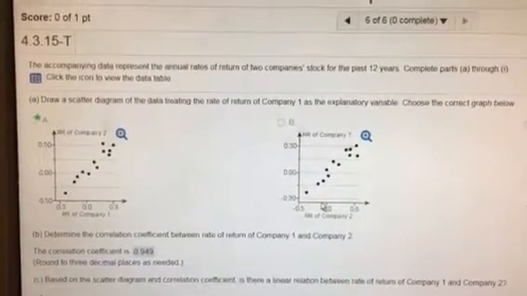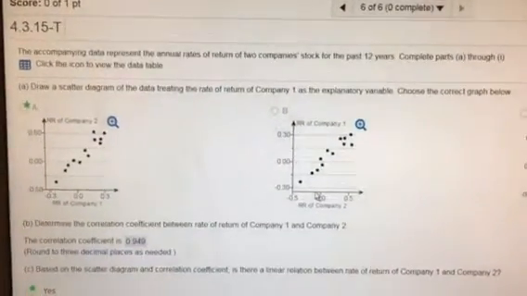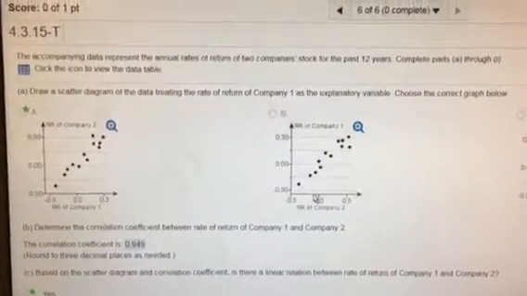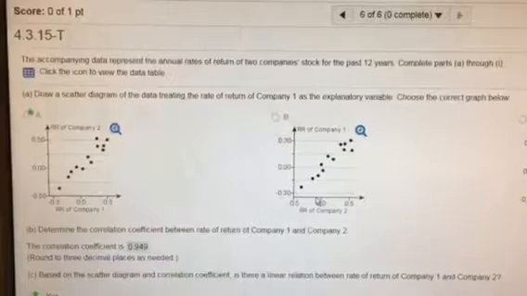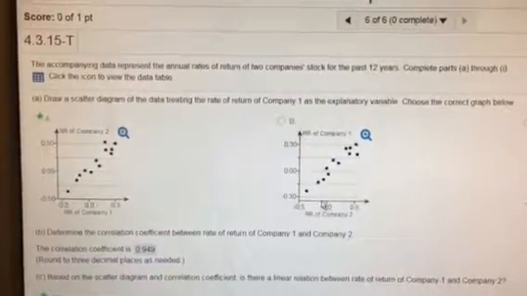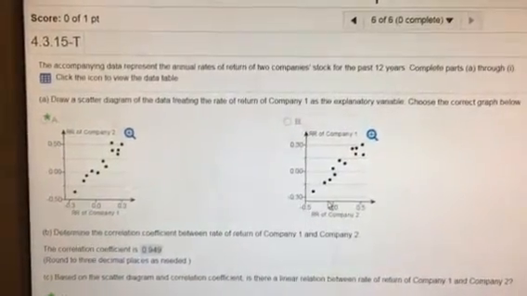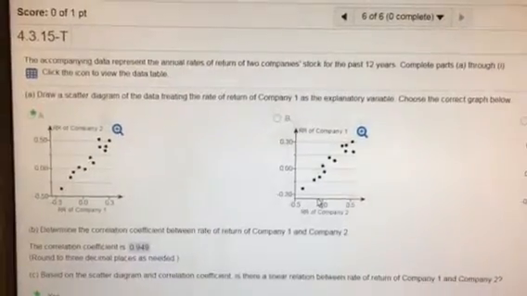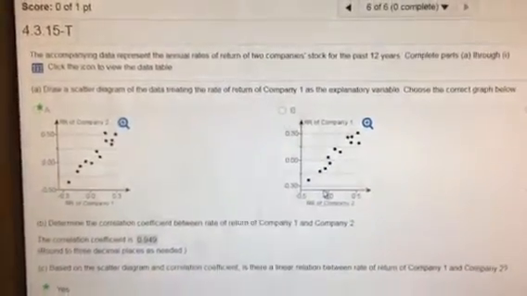In these sections, we're dealing with linear regression. And if you remember in algebra, you had an equation y equals mx plus b, where m was the slope and b is the y-intercept. Well, that's the concept that you're using in this section.